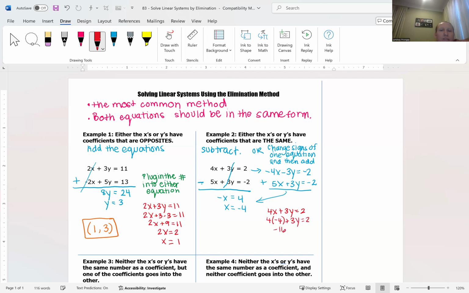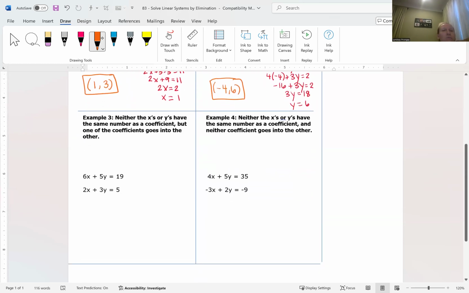That gives us negative 16 plus 3y equals 2. Add the 16 to both sides. 3y equals 18, and then y equals 6. And final answer for this one, x is negative 4, y is 6. Negative 4, 6 is our answer. Okay, so once again, when the signs are the same, you can subtract your equations, but be careful. Okay, or you can switch all the signs of one equation and then add them together because you'll have opposites in that case.